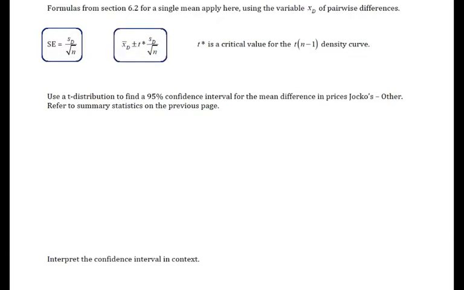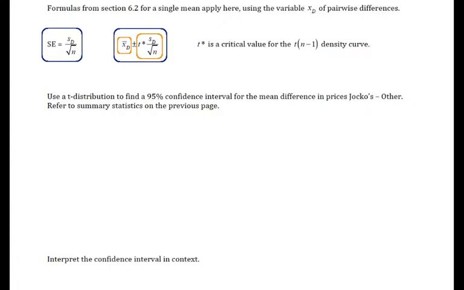Both of these are the same formulas that we saw for one mean, but with a sub d written in. And therefore, the margin of error of our confidence interval is t star times s sub d over square root of n. The sample statistic that we use to start our estimate is x bar sub d. And t star is still a critical value of the t density curve with n minus 1 degrees of freedom.